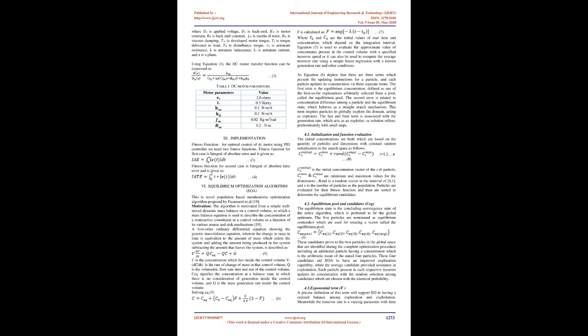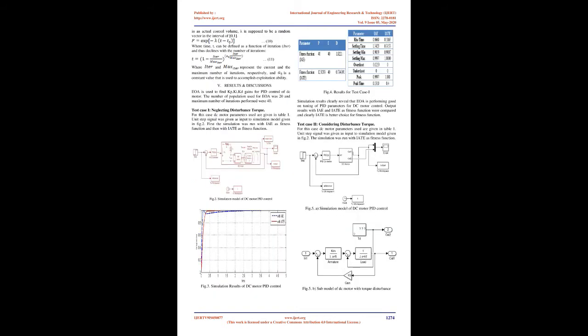Motivation. The algorithm is motivated from a simple well-mixed dynamic mass balance on a control volume, in which a mass balance equation is used to describe the concentration of a non-reactive constituent in a control volume as a function of its various source and sink mechanisms. A first-order ordinary differential equation showing the generic mass balance equation, wherein the change in mass in time is equivalent to the amount of mass which enters the system, adding the amount being produced in the system, subtracting the amount that leaves the system, is described as equation 5. C is the concentration which lies inside the control volume. V dC/dt is the rate of change of mass in that control volume.